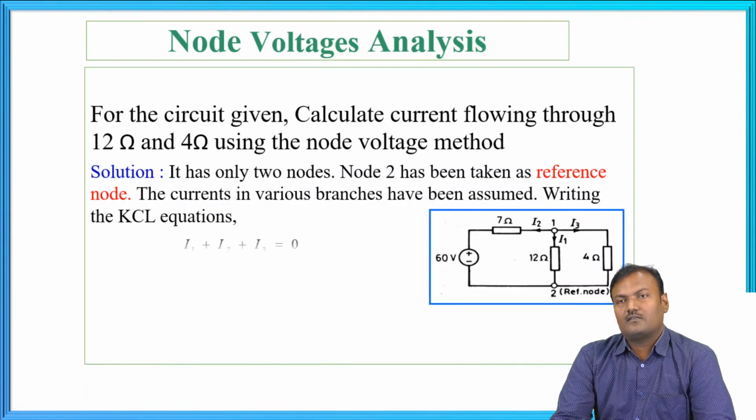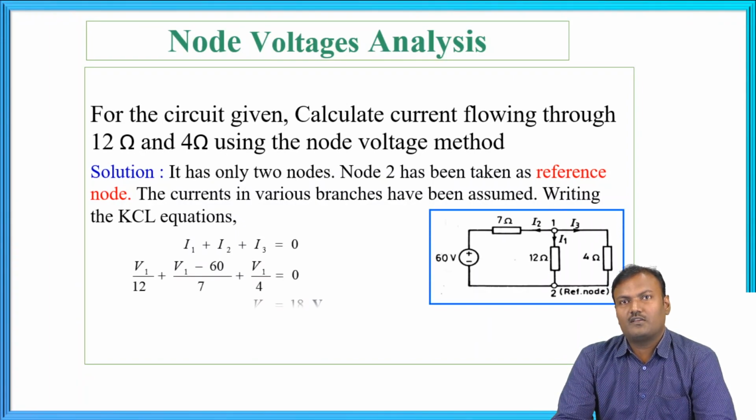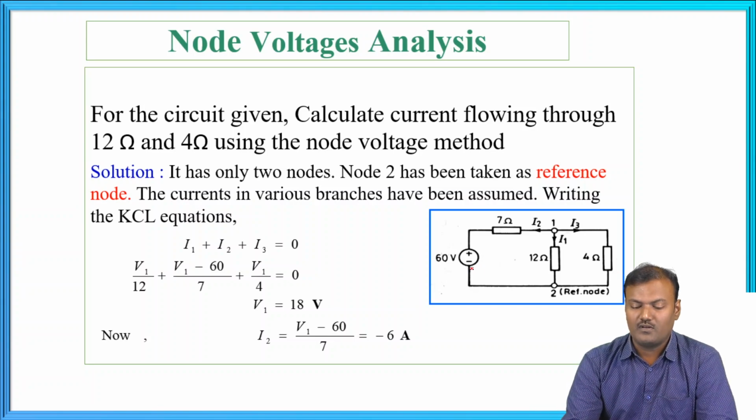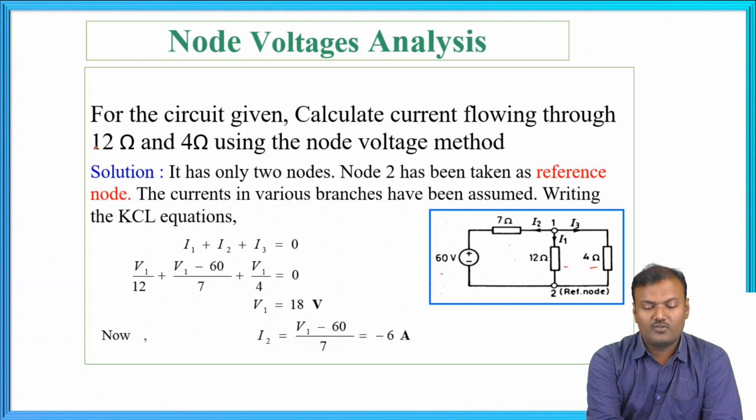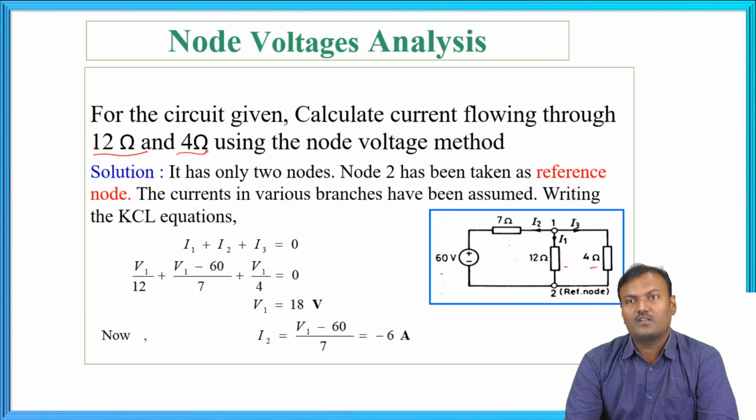So let us practice a simple problem. For the given circuit, calculate the current flowing through 12 ohms and 4 ohms using the node voltage method. Here we have a 60 volts voltage source, 7 ohms, and then 12 ohms and then 4 ohms. We need to calculate the current flowing through 12 ohms and then 4 ohms using node voltage analysis.